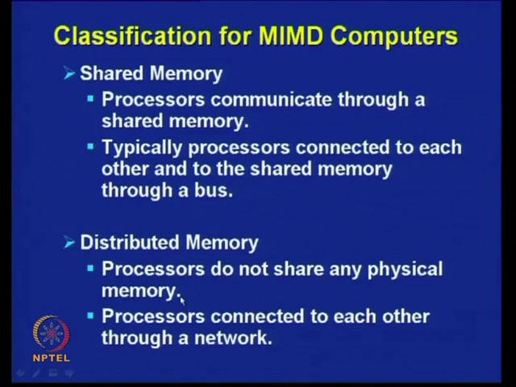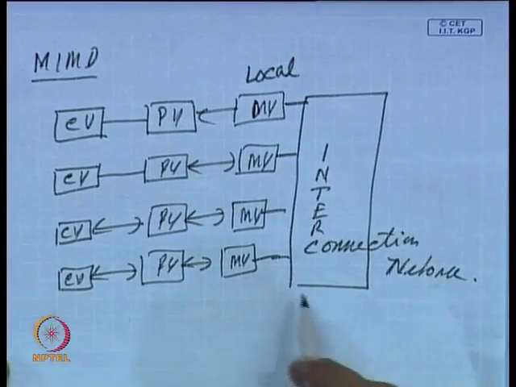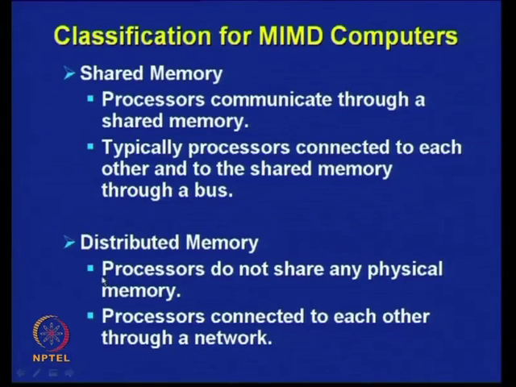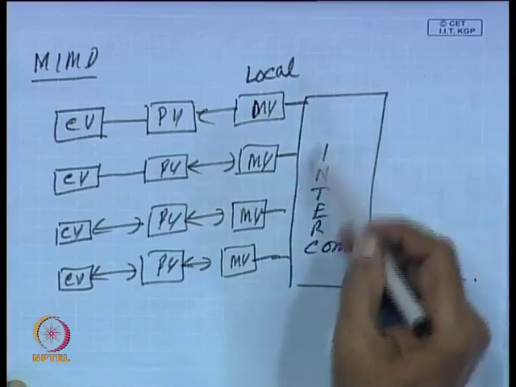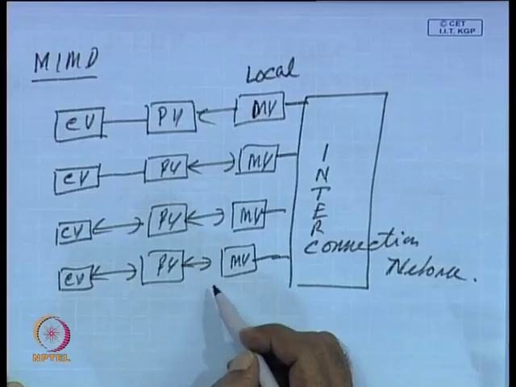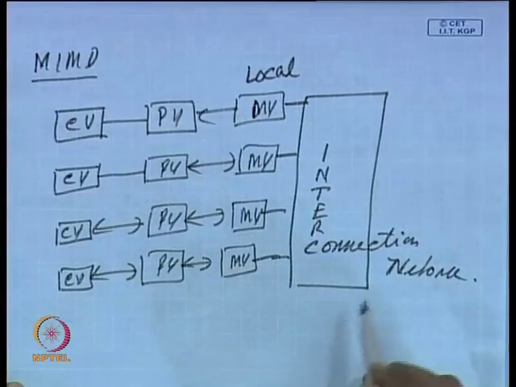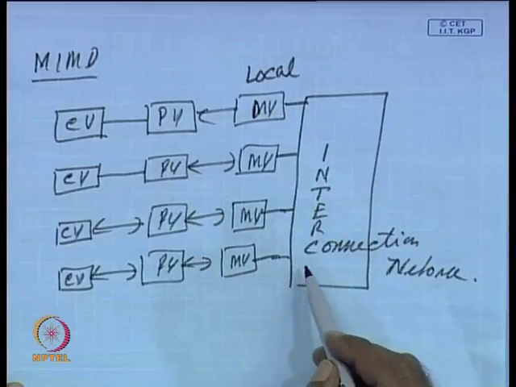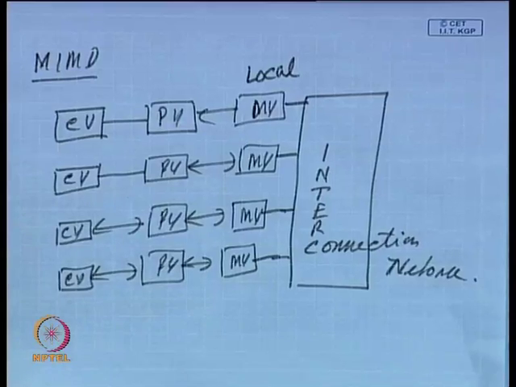On the other hand, in distributed memory, processors do not share any physical memory. Only local memory is used, as I have already shown here. This is the distributed memory. Here they have some local memory, but they do not share any physical memory. Processors are connected to each other through a network, usually an interconnection network. They do the processing using their local memory units, and through the interconnection network they exchange information and communicate with each other.